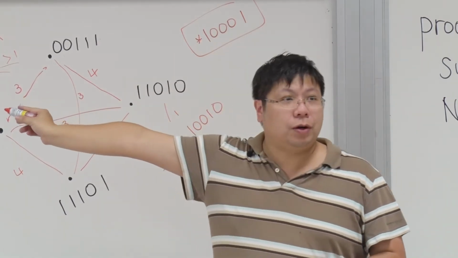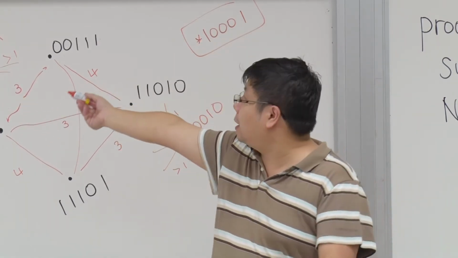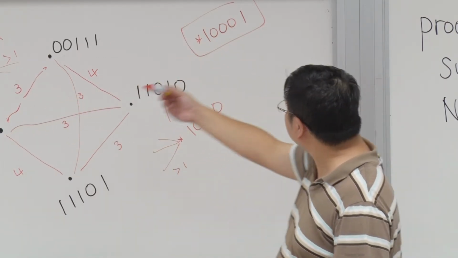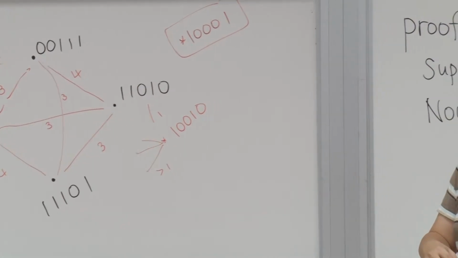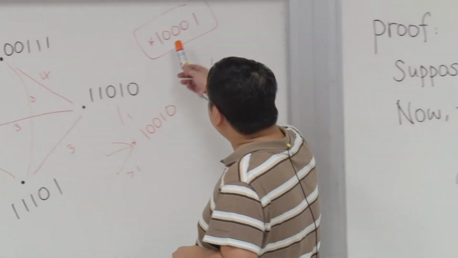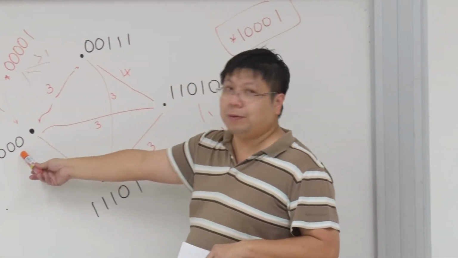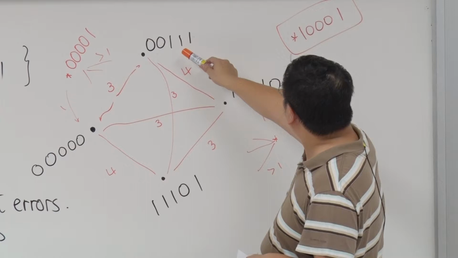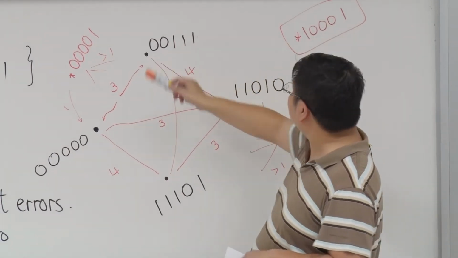It is not any of the code words in our so-called G, in the code book G. It's not the first one. It's not the second one. It's not the third one. It's not the fourth one. Okay. On the other hand, this one has distance 2 from this one. This one has distance how many? 1, 2, 3 from this one.